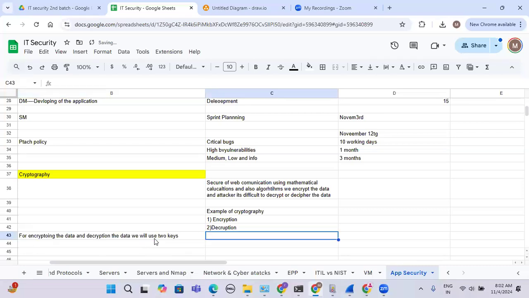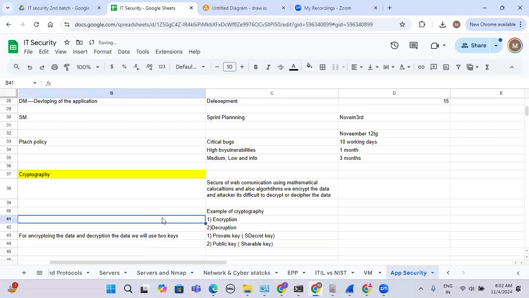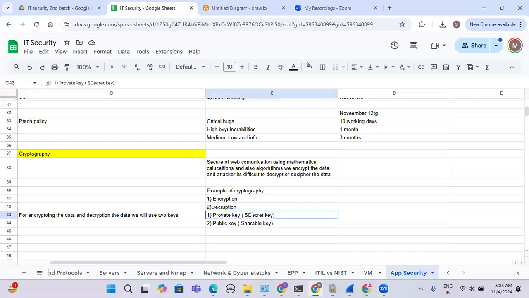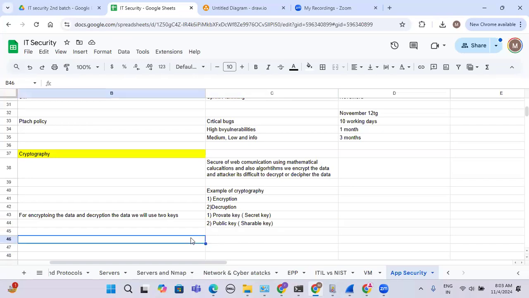Those keys, on the cryptography side, are normally: one is the private key, also called the secret key, and the second is the public key, which is shareable. These two keys we can use for cryptography. The private key we cannot share with other people, so that's why it is called a secret key; we have to keep it to ourselves. The second is the public key, so everybody can use it. That's why we call it a shareable key. We can share it with others as well.